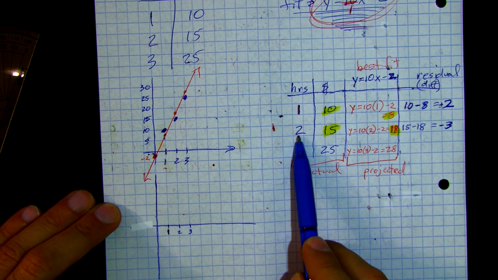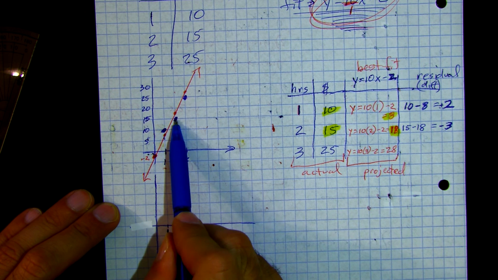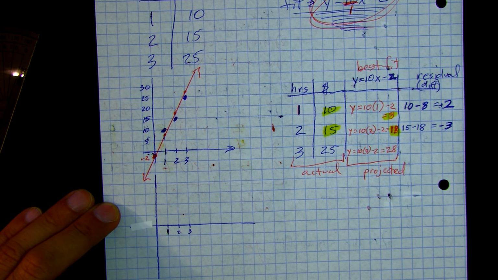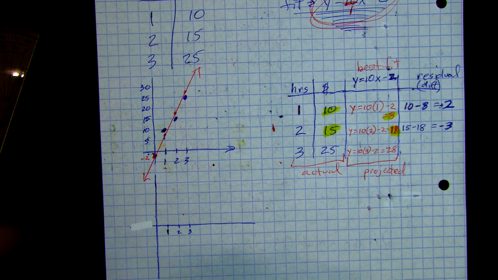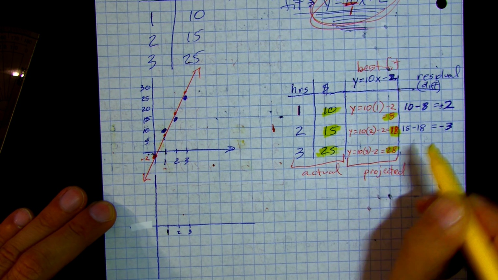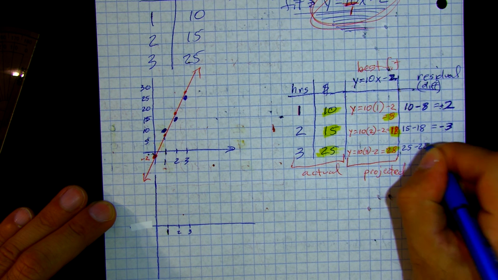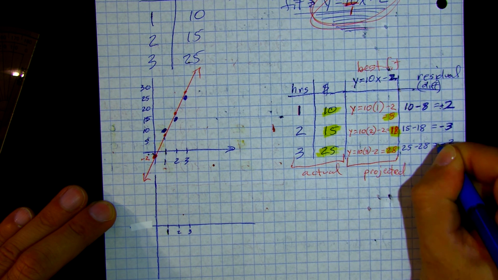How about hour 2? At hour 2, I was minus 3 for my residual. Let's see. The point is about minus 3 below the best fit line. Yeah, that makes sense. So let's do the last one, and hopefully we're not missing anything here. We're not missing anything. All right, let's do the last one. 25 minus 28. Another minus 3. All right.